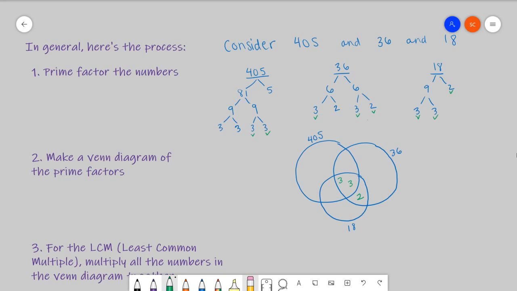Let's look at 36 and 405. 36 has a 2 left, and there's no 2 over here in 405, so it looks like there's nothing that belongs in this overlap right here. So let's fill in the rest of 36's factors over here in the crescent shape. That 2 is accounted for. And then in 405, I'll put the 3 and the 5 in, and I'll check those off. I got everything now. All the prime factors are accounted for.